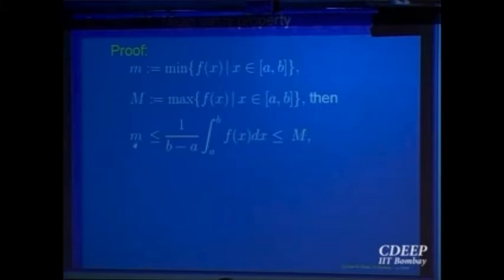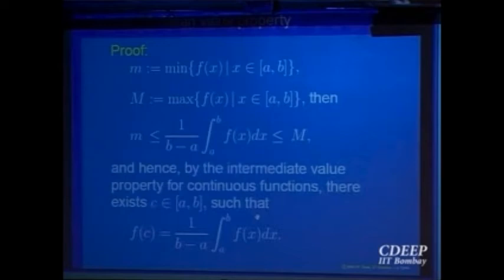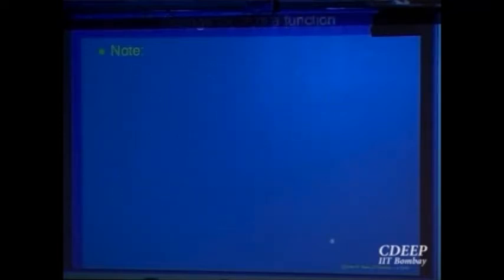Because m times (b minus a) is less than or equal to the integral, which is less than or equal to capital M times (b minus a). So this small m is taken somewhere, capital M is taken somewhere, this is the value in between, this must be attained somewhere. That is what is called the intermediate value property, that there is a point c such that f of c is equal to this. So that completes the proof of the intermediate value property.